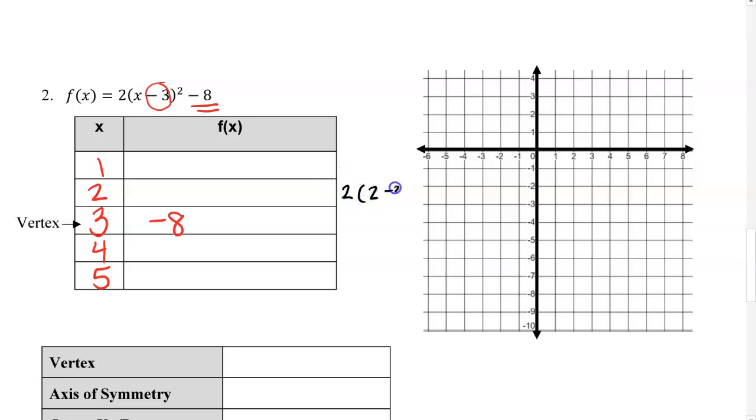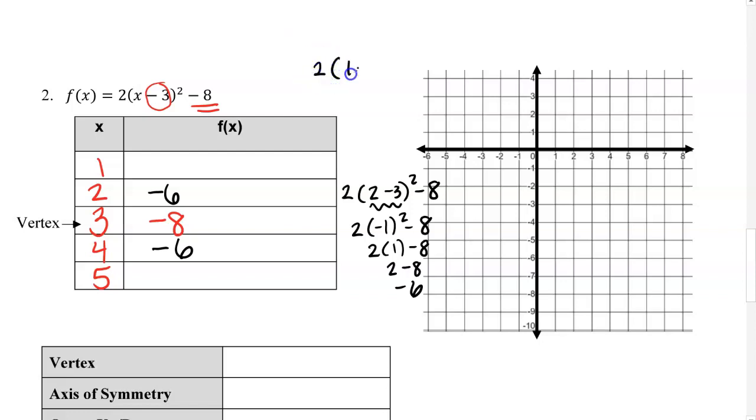So 2 times (2 - 3)² - 8. Again, inside the parentheses first, so (-1)². -1 squared is 1. And then 2 times 1 is 2, so I get -6. That means the point at 2 is -6, and at 4 is -6. I'm also going to substitute in the number 1. 1 minus 3 first would be -2 squared. -2 squared is 4. 8 minus 8 is 0. So this value is 0 and this value is 0.